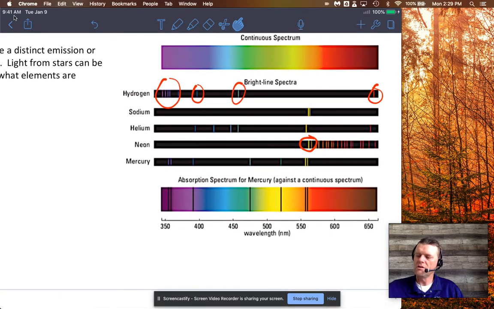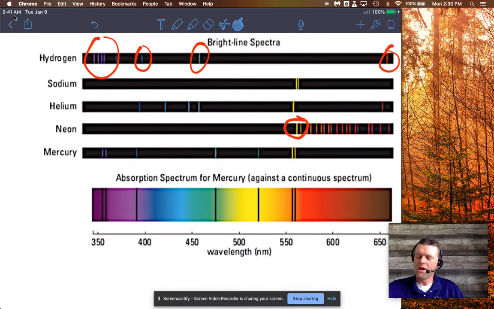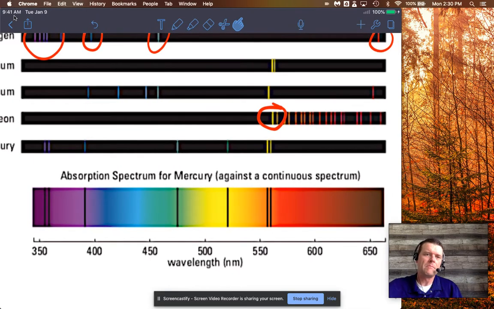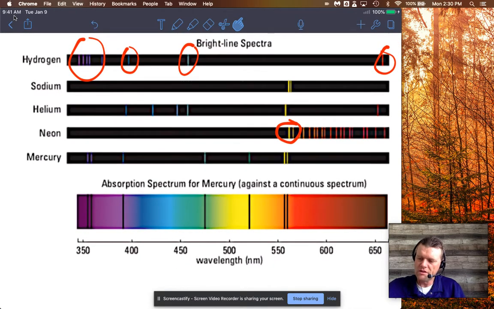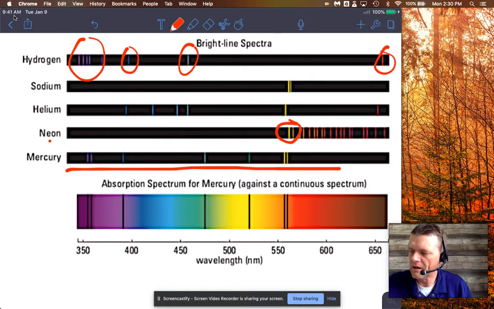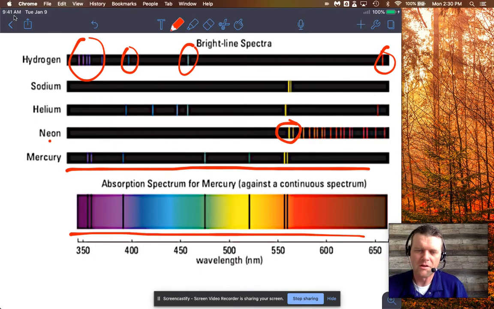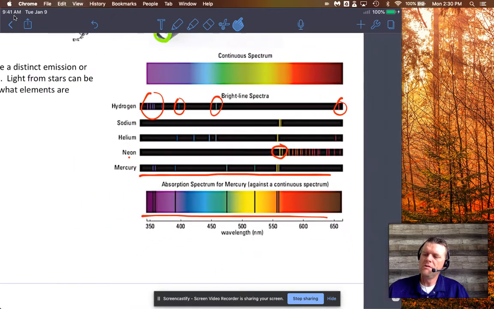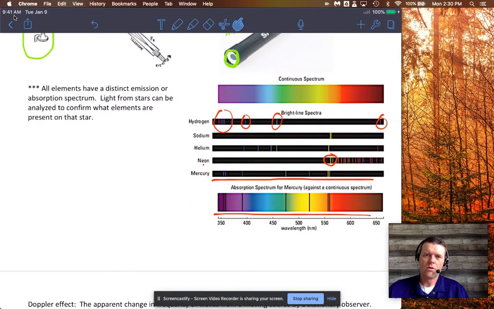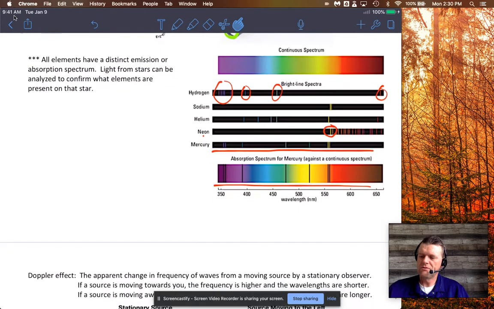Worth noting here is if you lined up a bright line spectrum with a dark line spectrum, or an emission spectrum with an absorption spectrum, they would line up. So you can see right here, this is Mercury. This first one here is the bright line spectrum, and then here's the absorption spectrum, and they line up. Okay, so the missing dark lines line up with the bright lines. Just confirms that, yeah, you got Mercury. So you need to be comfortable at least interpreting or understanding what spectra are.